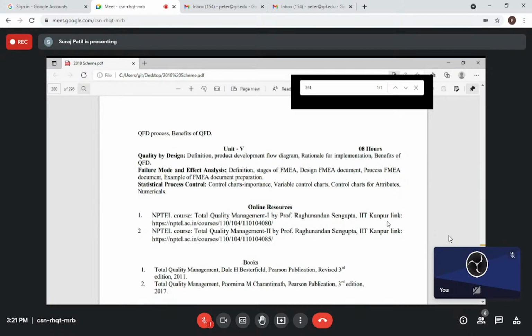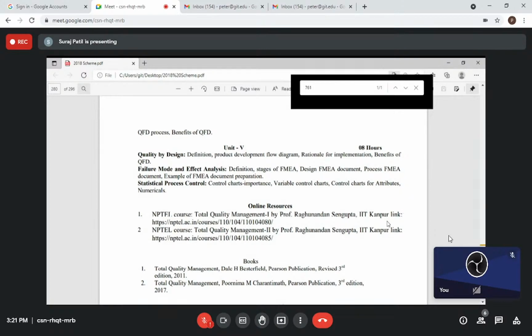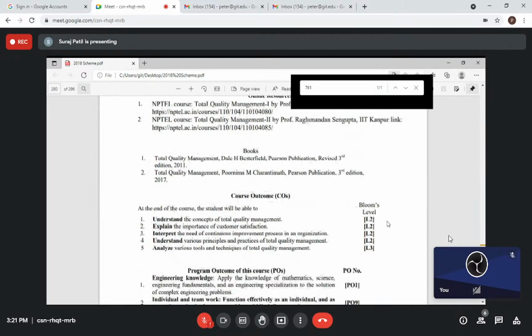The subject is very easy to understand and implement. In total quality management, quality is required in almost all sectors, be it the IT sector or be it mechanical or be it electrical or be it construction. Everywhere quality is required. The books are Quality Management, Total Quality Management by Westerfield. This is largely available in the library.